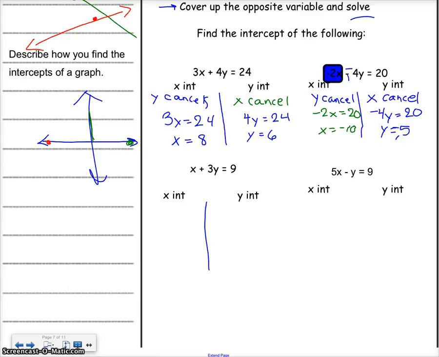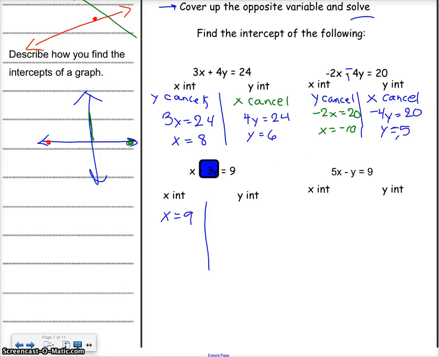Finding my x-intercept, I know that my y cancels at my x-intercept. So now I'm taking into consideration that you just know that. I'm not going to write the cancels. You're welcome to if that's going to help you. So on my x-intercept, I get rid of my y. And my x equals 9.